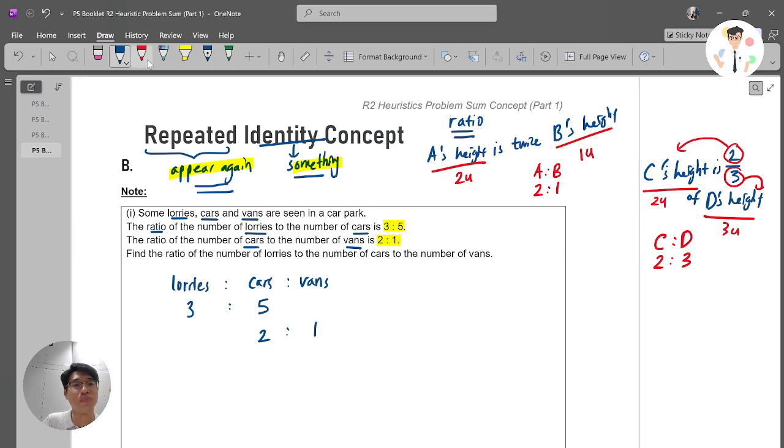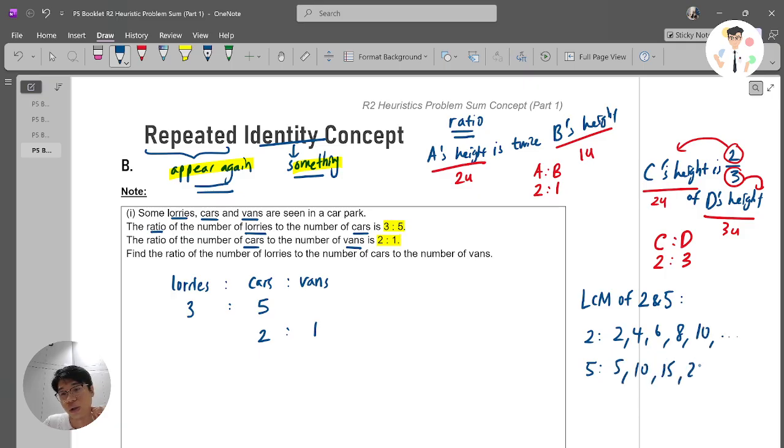So we are supposed to make it the same by looking for the LCM. Again, in a situation where they're supposed to be the same but are not, you make it the same by looking for the LCM. So what is the LCM of 2 and 5? If you want, you can just list out. 2, 4, 6, 8, 10, and so on. 5 is 5, 10, 15, 20, and so on. So what is the lowest common multiple? In this case, obviously it is 10. So I know it's 10. That means I need to make this 5 become 10.